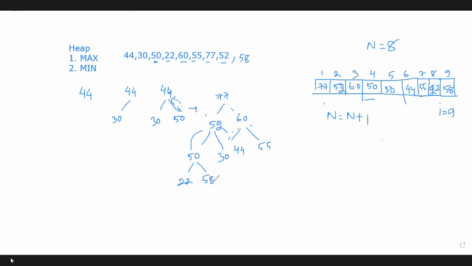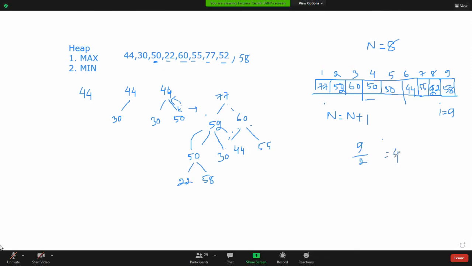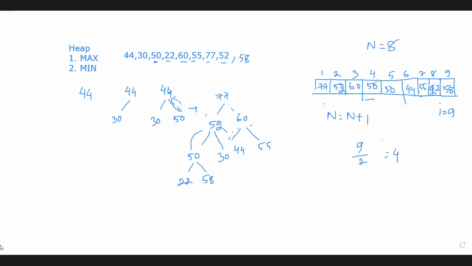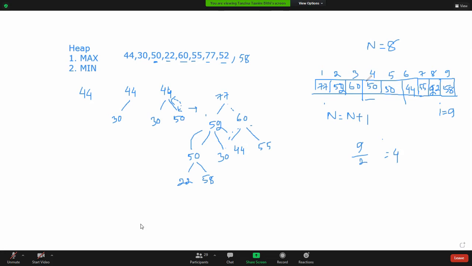If the child node is in position 9, its location is I equals 9. So what will be its parent node? Parent equals I divided by 2, isn't it? Here I equals 9, and 9 divided by 2 equals 4.5. Take the floor value, it will be 4. That means the location of the parent node is 50. So 50 is the parent node of 58.